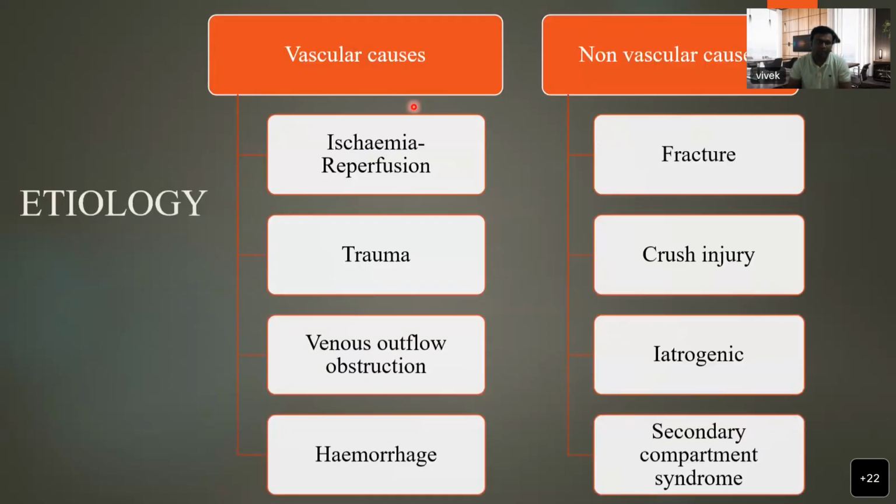Coming to etiology, there are various vascular causes and non-vascular causes leading to compartment syndrome. Vascular causes would include ischemia, reperfusion, trauma, venous outflow obstruction, or hemorrhage. Non-vascular causes would include fracture, crush injury, iatrogenic injury, and secondary compartment syndrome.